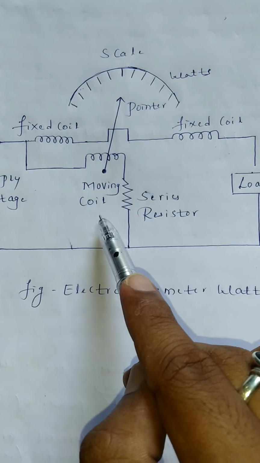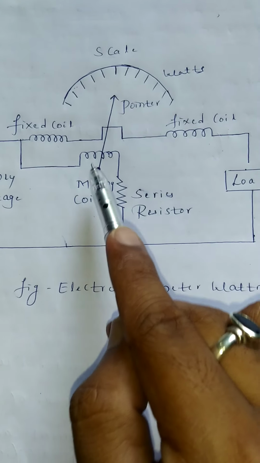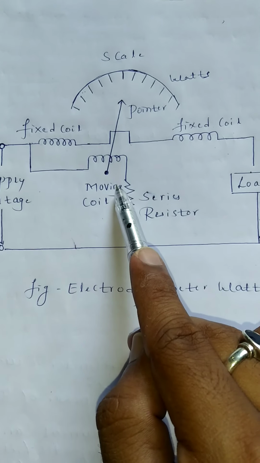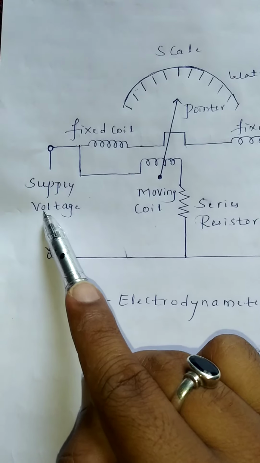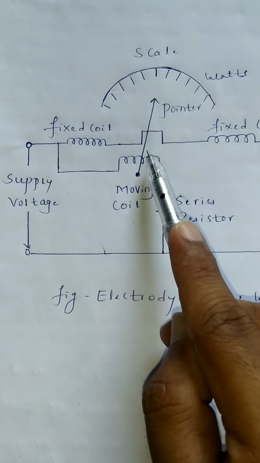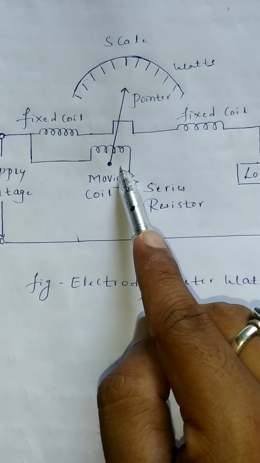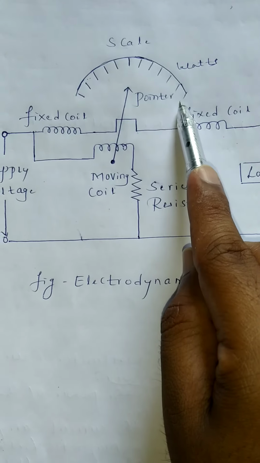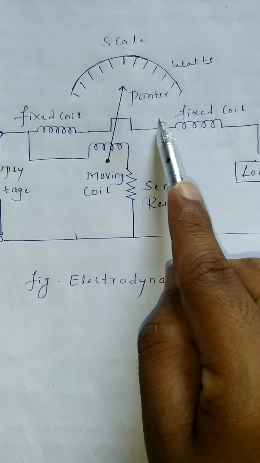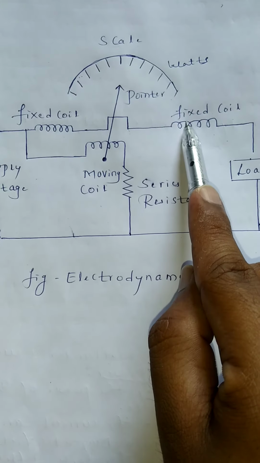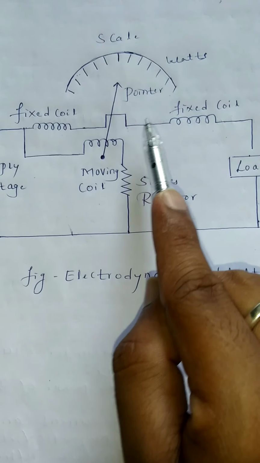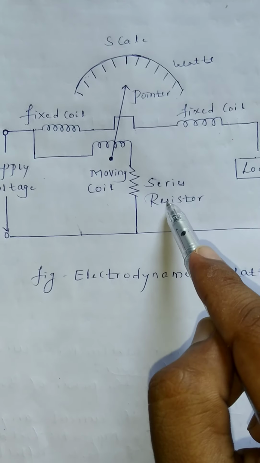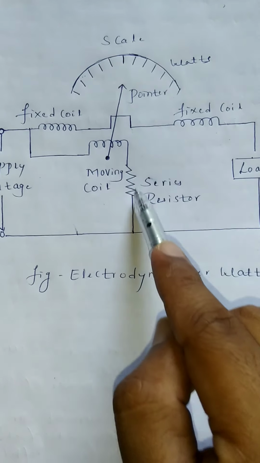Second point, moving coil. The moving coil is considered the pressure coil of the instrument. It is connected in parallel with the supply voltage. The pointer is mounted on the moving coil. The movement of the pointer is controlled with the help of a spring. The current flowing through the coil increases its temperature, and the flow of current is controlled with the help of a resistor connected in series with the moving coil.